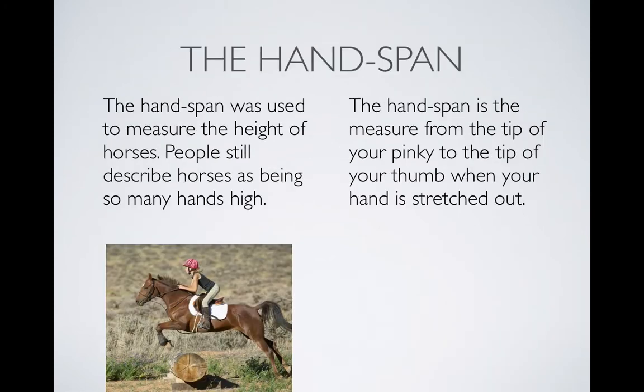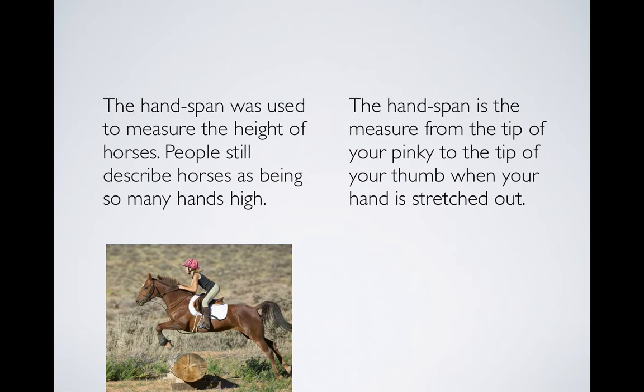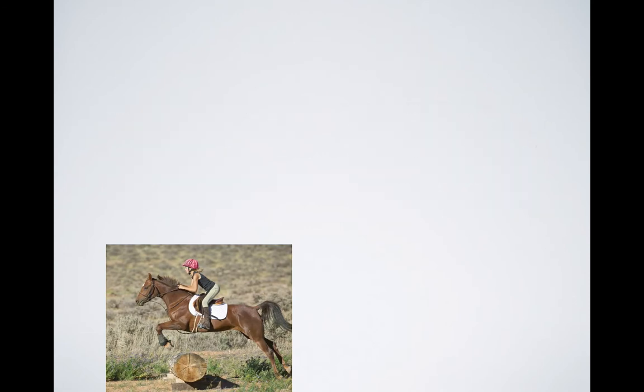The handspan is used to measure the height of horses. People still describe horses as being so many hands high. The handspan is the measure from the tip of your pinky to the tip of your thumb when your hand is stretched out. So when we use multiple hands to do this, you'll see it in an example like this.